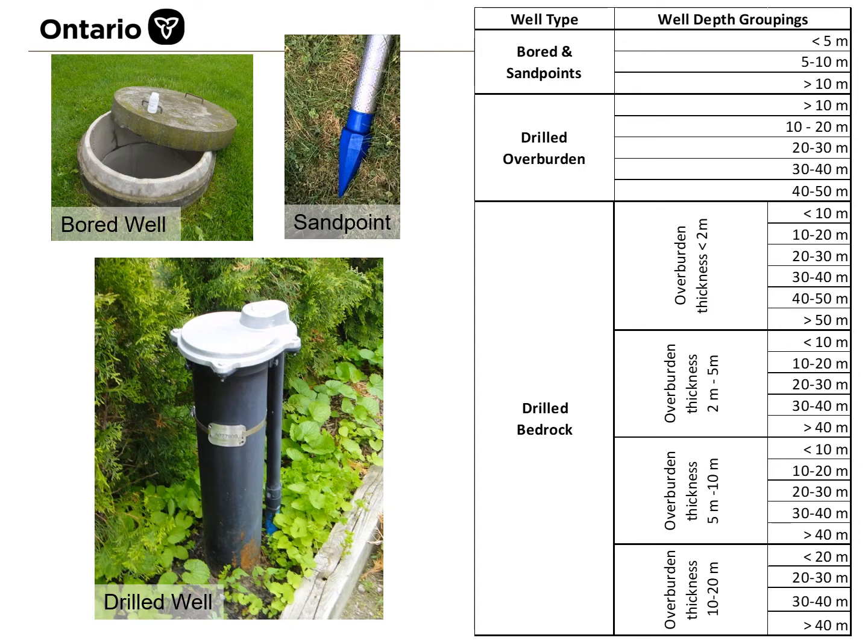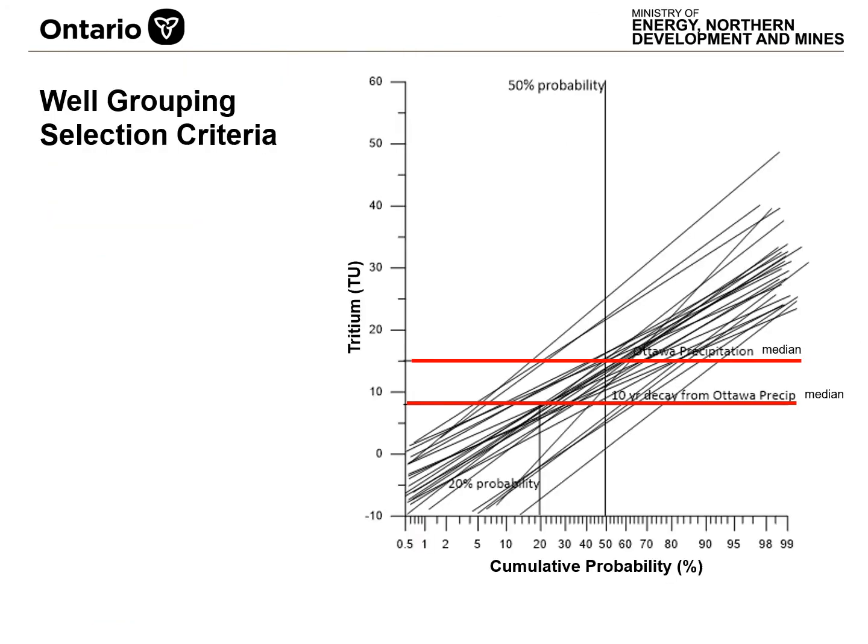So once the wells were divided up, we plotted the cumulative probability plots for tritium for each of the well groupings. This figure shows the cumulative probability distribution for each well grouping as a single line on the plot. And I've put some horizontal markers on the plot just to guide your eye. So at the top is that Ottawa precipitation median at 15 tritium units, and below that, the red line at 8.6 tritium units is the 10-year decay concentration, assuming plug flow from the Ottawa precipitation median.